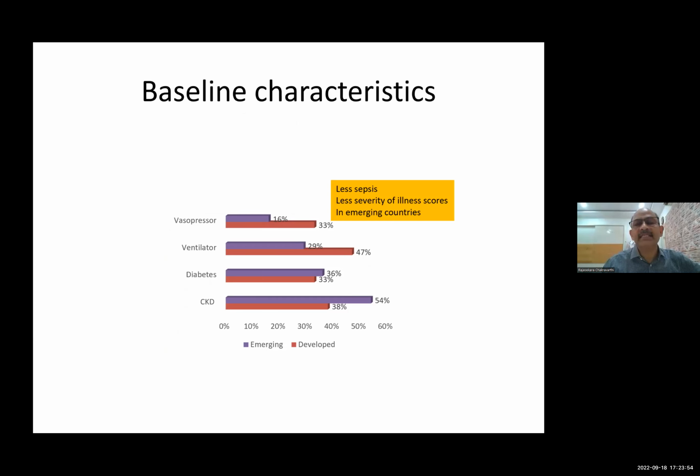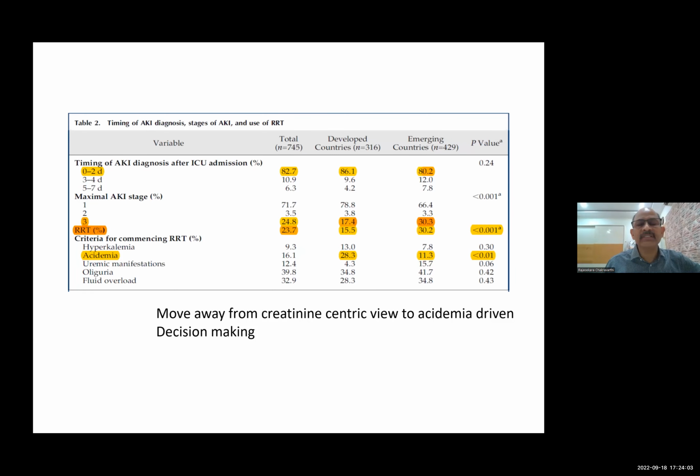But the severity scores of illness and also sepsis were lesser in the emerging countries. But what we found was when you started RRT in the emerging world, you waited and waited till the patient developed significant azotemia, a creatinine of a particular level or so. Whereas the Western world or the developed world started for reasons like acidosis, hyperkalemia, and they did not wait till the patients developed significant azotemia and high creatinine.